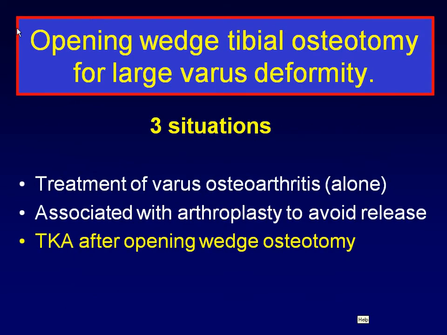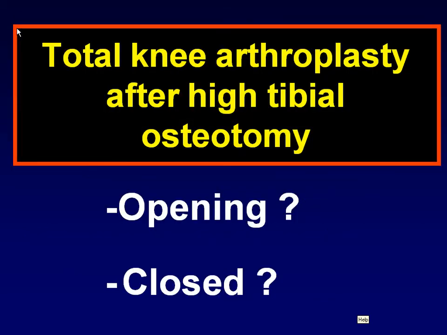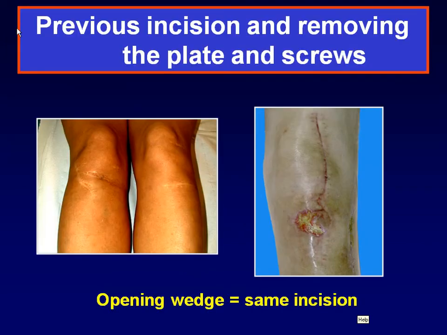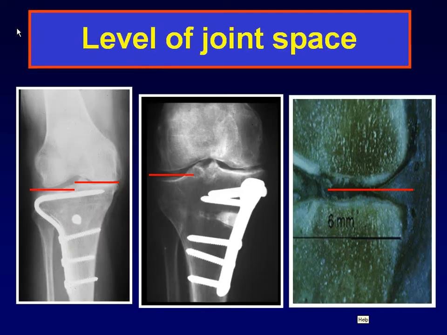The last situation is how to perform a total knee arthroplasty after an opening or a closed wedge osteotomy. It's frequent today. What's the best, opening or closed, for later? First, I really recommend to avoid horizontal incision. As you perform an osteotomy, keep in mind that probably you are not the last surgeon. The patient probably will have arthroplasty later. The first point is to perform a longitudinal incision, never a horizontal incision, whether closed or opening wedge osteotomy, because you may have skin necrosis later.